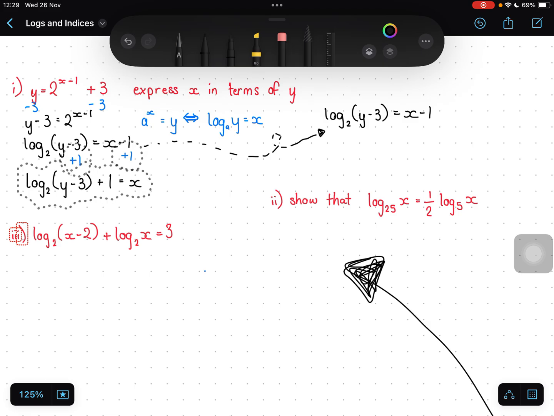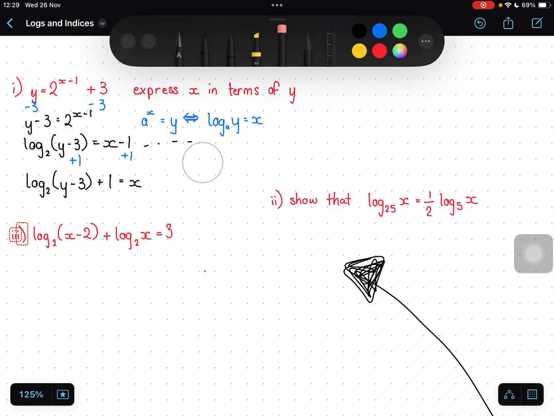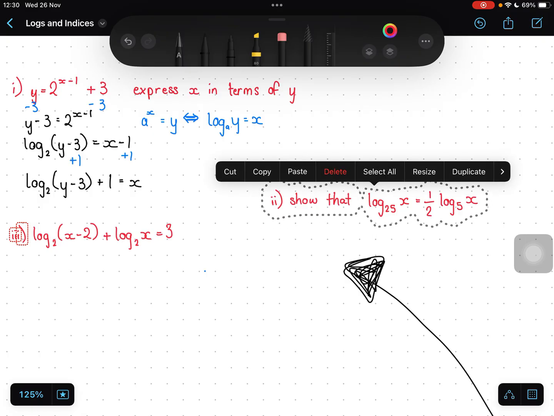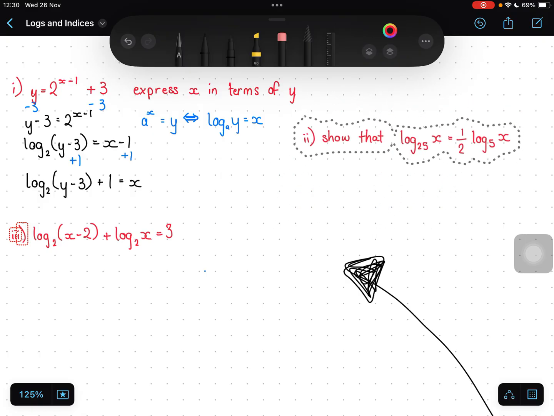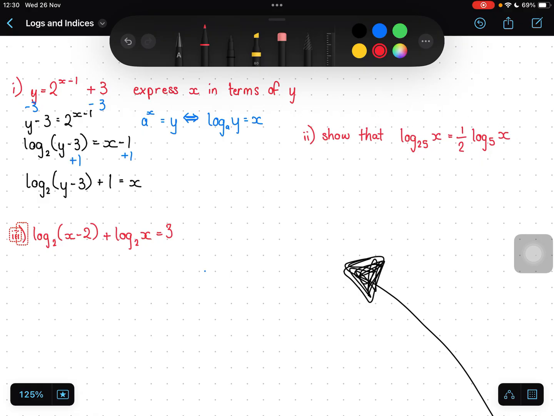Okay, so show that here for part 2, log with a base 25 of x is a half of log with a base 5 of x. Okay, so for this one, we're going to have to use our change of base rule. We had a base 25, they somehow want us to get to a base 5. So we need to look at, well, what is my rule to change a base?